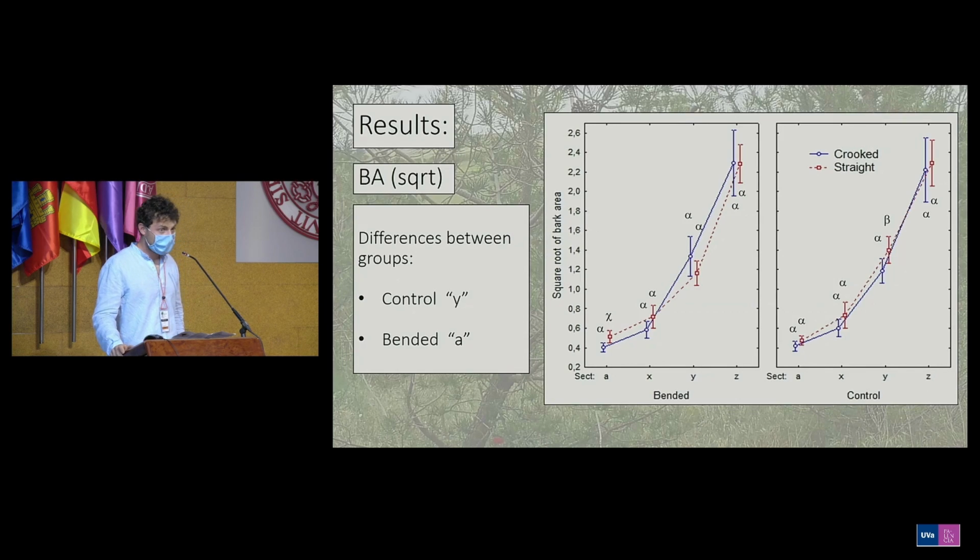While when we bend them, this difference between groups disappears. We actually have a reduction of the bark thickness at the Y level, but we get an increase of the bark area at the A level, so on the top. So our treatment caused two variations.